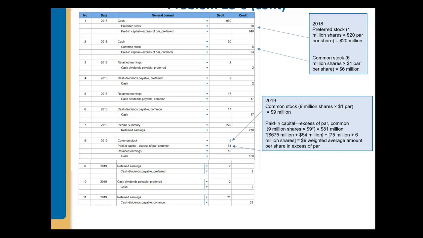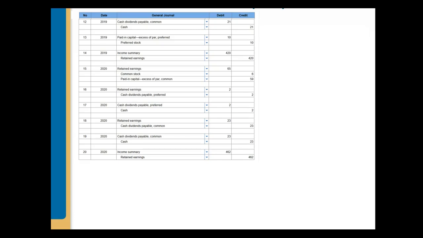For the common stock dividend, we debit retained earnings for $21 million, and we would also credit our cash dividends payable for $21 million. Then, when we pay it, we debit our payable $21 million and credit our cash.